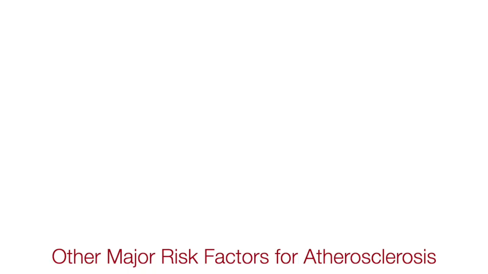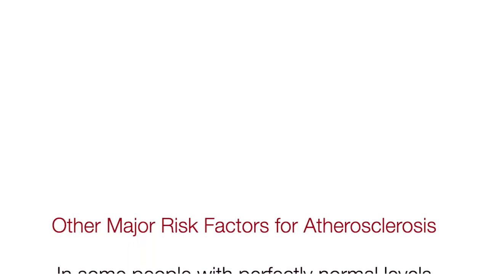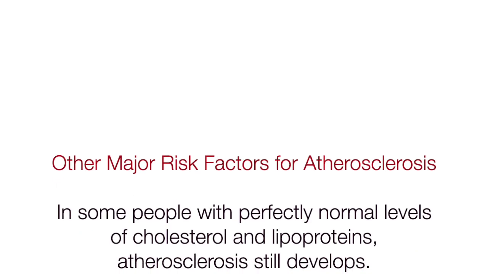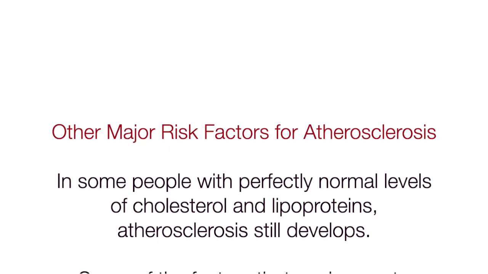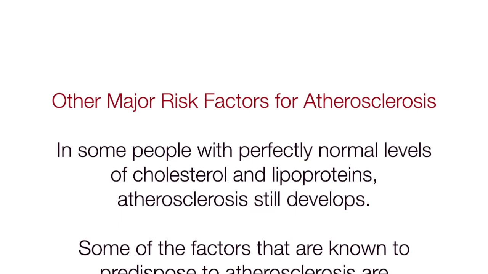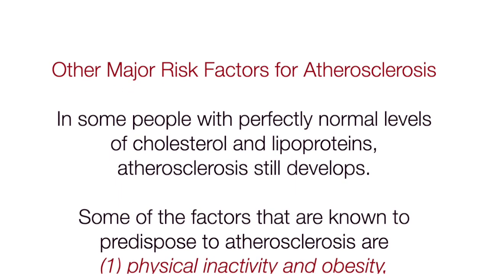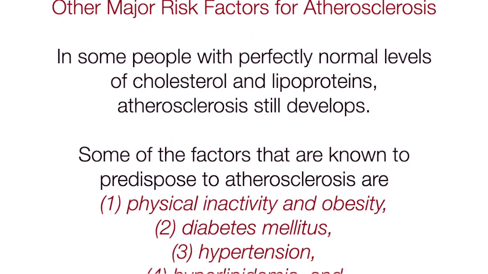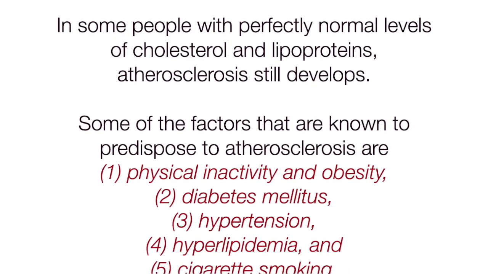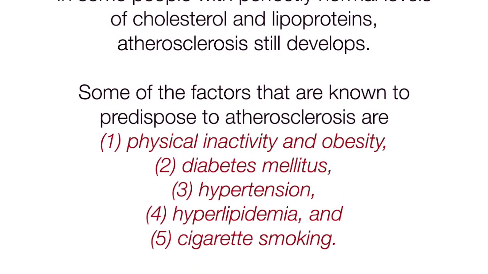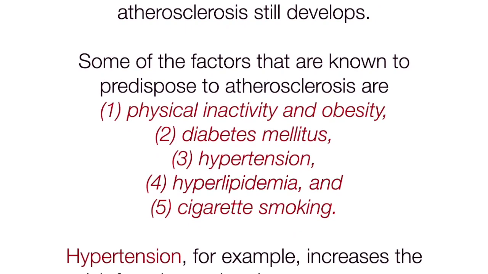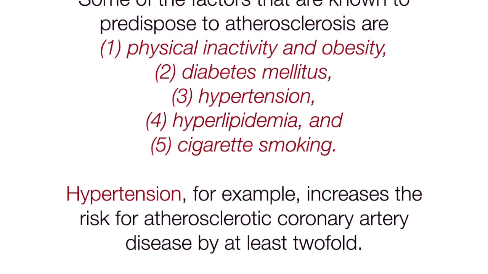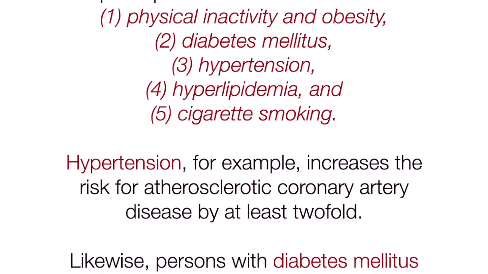Other major risk factors for atherosclerosis. In some people with perfectly normal levels of cholesterol and lipoproteins, atherosclerosis still develops. Some of the factors that are known to predispose to atherosclerosis are: 1. Physical inactivity and obesity, 2. Diabetes mellitus, 3. Hypertension, 4. Hyperlipidemia, 5. Cigarette smoking. Hypertension, for example, increases the risk for atherosclerotic coronary artery disease by at least twofold.